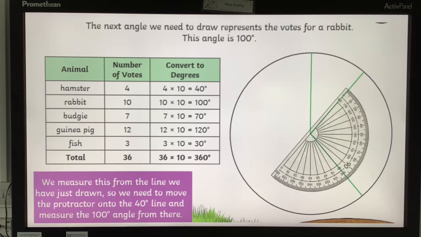We first measure from this line that we've just drawn, so that we move the protractor onto the 40-degree line and measure the next 100 degrees from there. How would we do the next one? The next one is 70 degrees for a budgie. How would we do that?